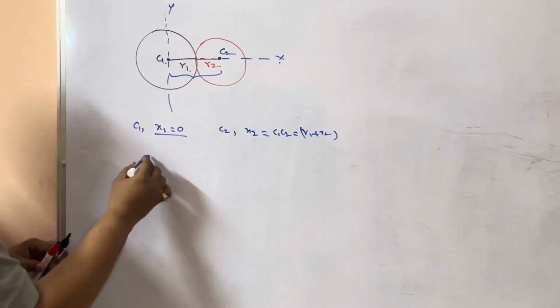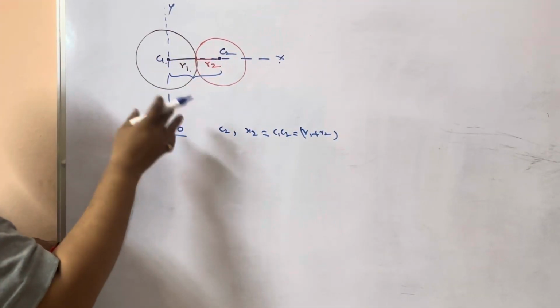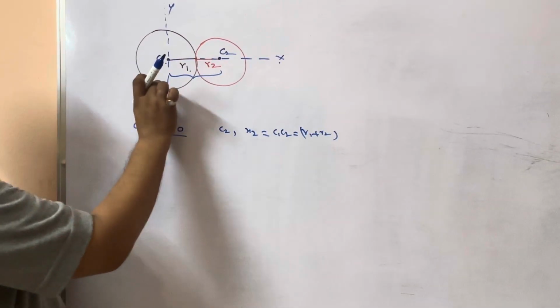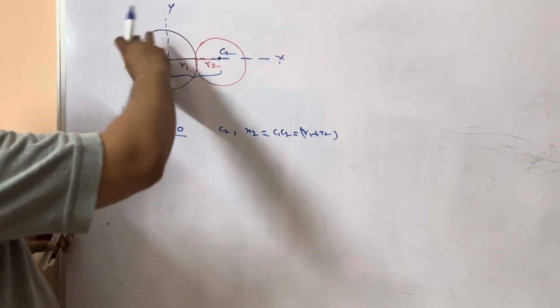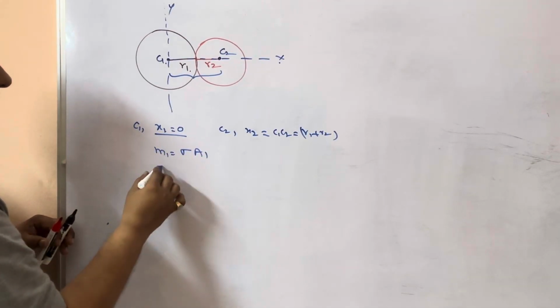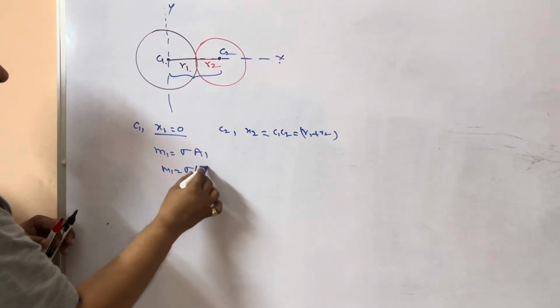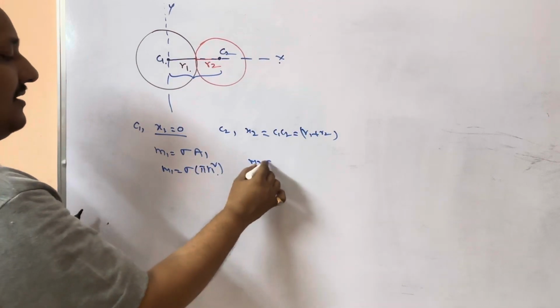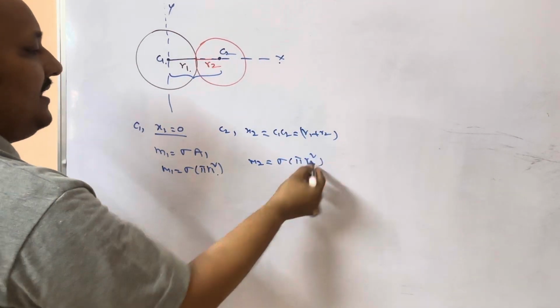Now what is the mass M1? This is a disk. A disk will have area. Otherwise, if thickness is there, volume. So when area is there, we will take mass: M1 is equal to sigma A1. So M1 equals sigma pi R1 square, and M2 equals sigma pi R2 square.